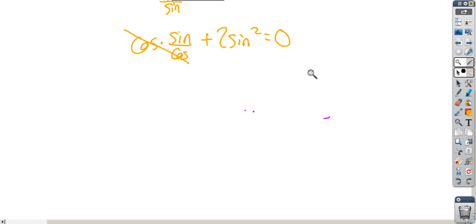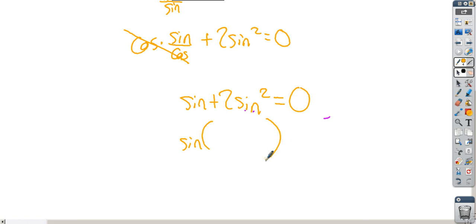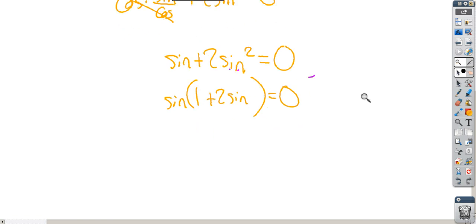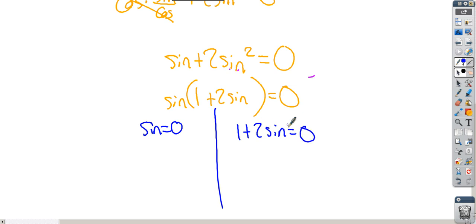So now this is sine plus 2 sine squared. If you go back to that sheet, the technique that we would use here is a greatest common factor, because we can see that they both have a sine in common. So if I pull out a sine, I'm going to be left with this right here. And now this is an equation similar to what we've solved on many previous examples. So let's just do that real quick. So we'll set the sine part equal to 0. We'll set the parentheses part equal to 0.